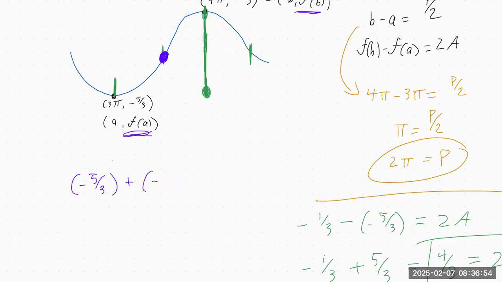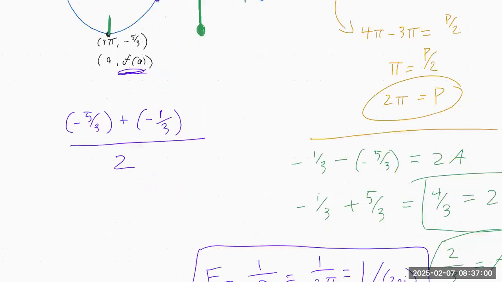There we go. All right, so we add them together and divide by 2. That's how you always find the average of any 2 numbers. So if you add negative 5/3 and negative 1/3, you get negative 6/3, which is negative 2. Negative 2 over 2 is just negative 1. So your vertical shift for this problem would be negative 1.